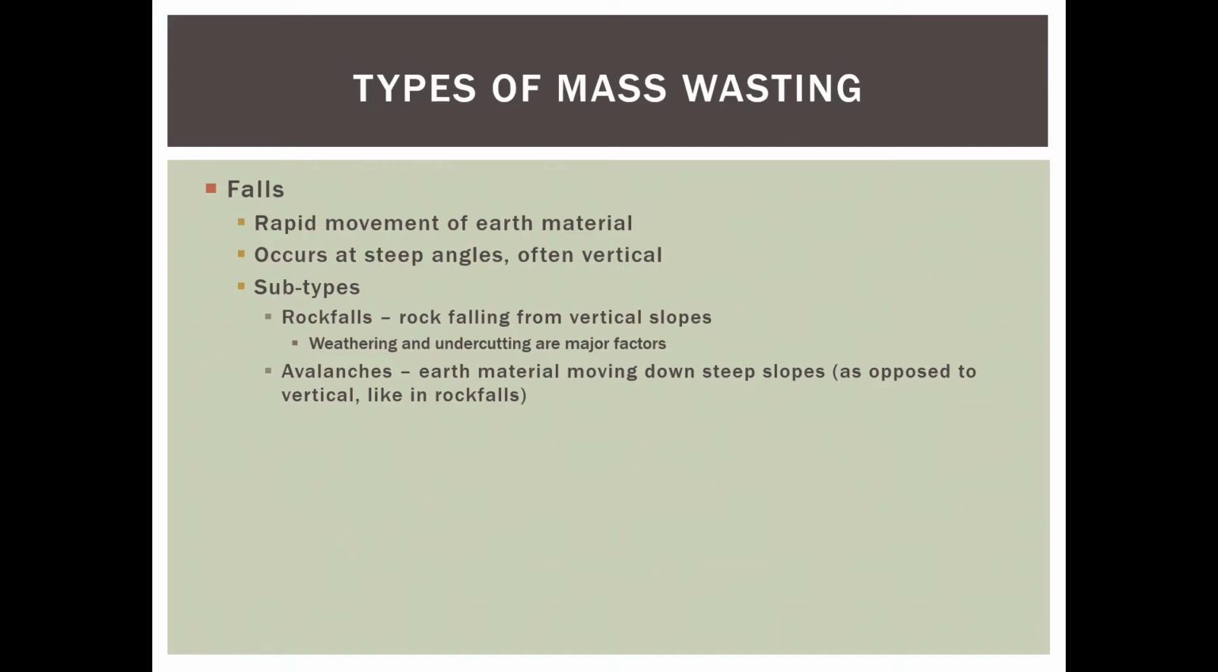Types of mass wasting. First, there are falls. Falls are just rapid movements of earth material. They occur on very steep slopes, often vertical slopes like cliffs. The two major types of falls are rock falls, where rocks fall down a vertical slope typically, and avalanches, where earth material moves down very steep slopes, maybe not vertical, but very steep.